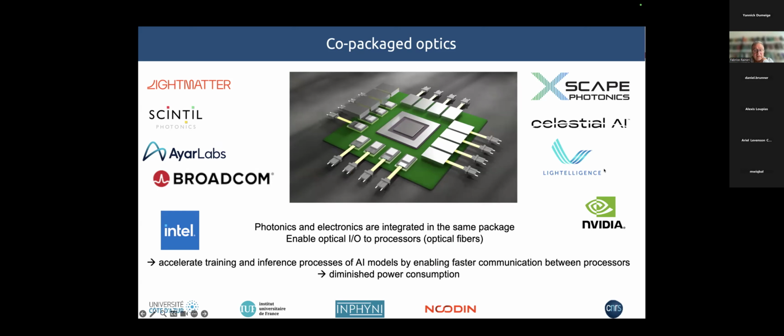And of course, NVIDIA is leading the way in there with some new products that have just come out now. And why people want to do this, of course, is to accelerate training and inference processes for AI models by enabling this faster communication between processors, and also diminish the power consumption of the whole system.